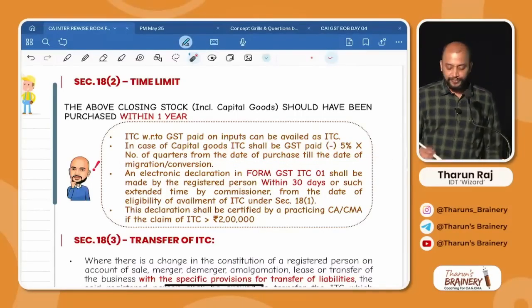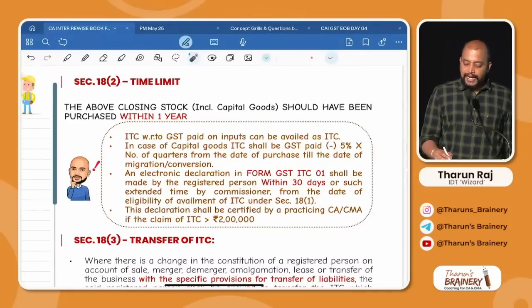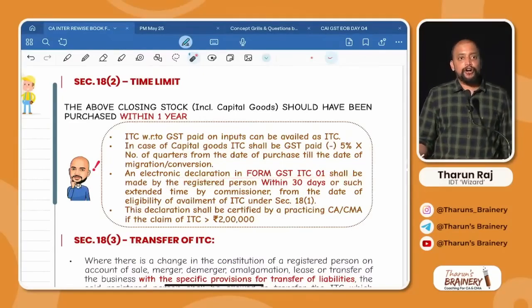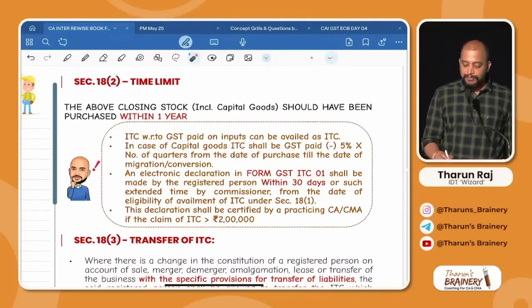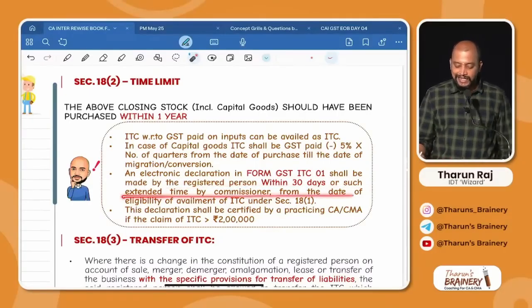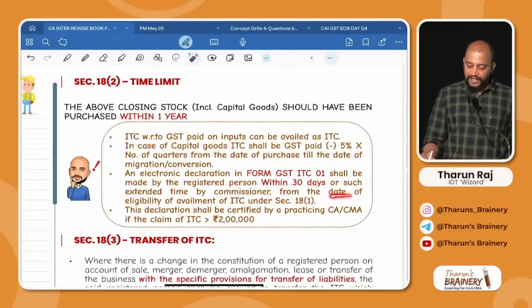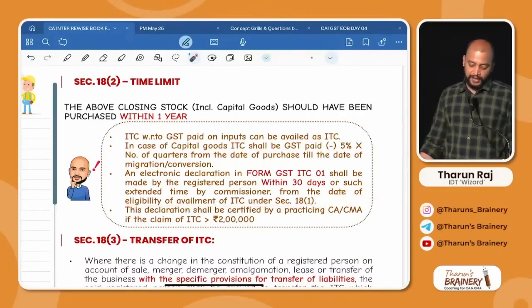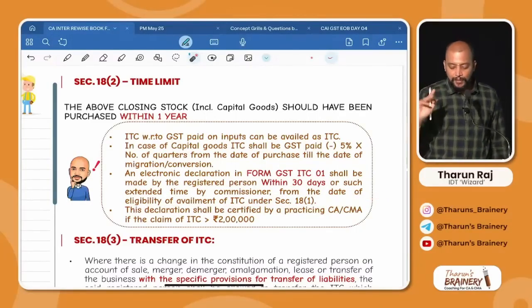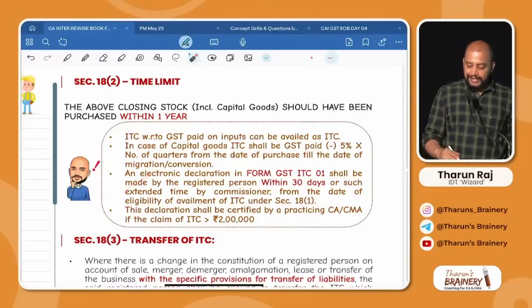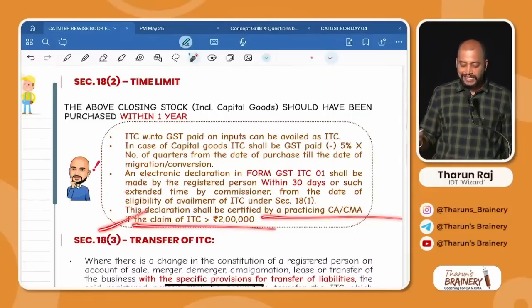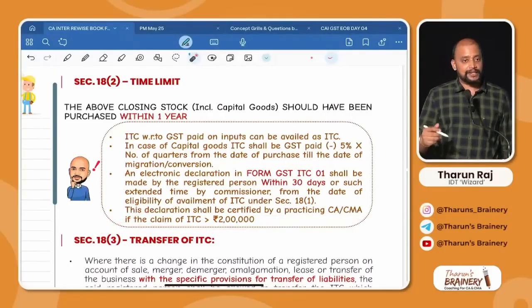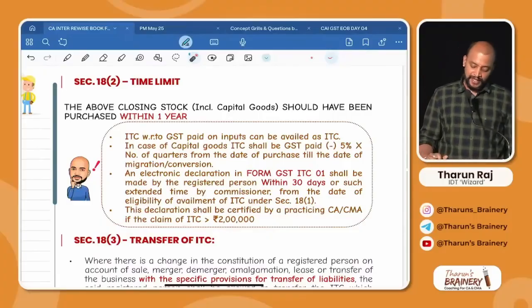Is it clear? Then, an electronic declaration in form ITC 1 shall be made by the registered person within 30 days or such extended time by the commissioner from the date of eligibility of availment of ITC under 18.1. This is also a common point, and this declaration shall be certified by a practicing CA/CMA if ITC exceeds 2 lakhs. These are the common points in that.